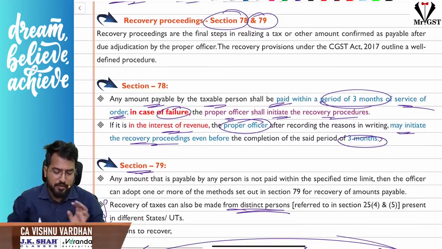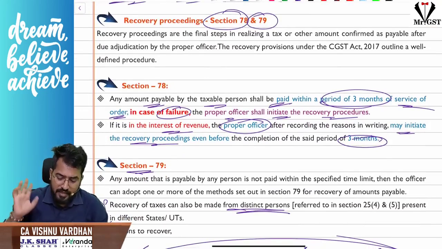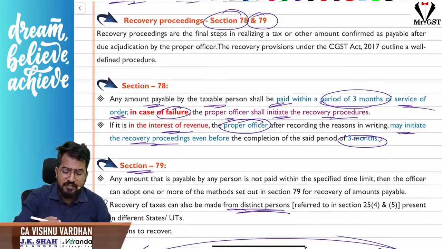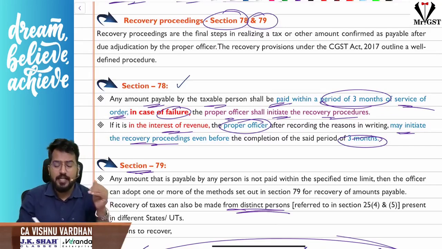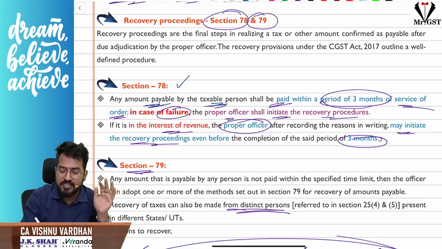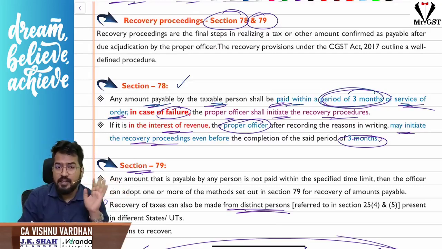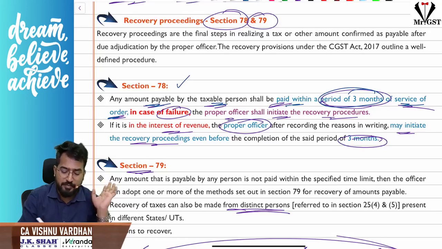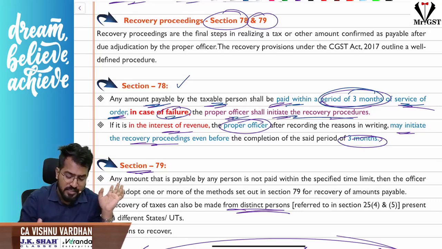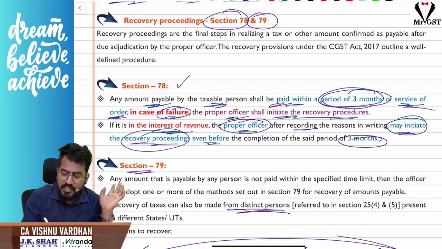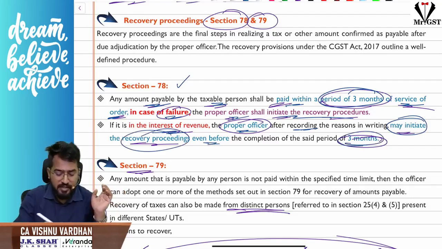Next, the recovery proceedings, sections 78 and 79. What are these sections 78 and 79, the recovery proceedings? If you see section 78 first, it is a simple one. Any amount which is payable by the taxable person should be paid within a period of 3 months from the date of order. If there is failure to do that, then the proper officer will initiate the recovery proceedings. And if it is in the interest of the revenue, the proper officer, after recording the reasons in writing, may initiate the recovery proceedings even before completion of that 3 months. That is very, very important here.